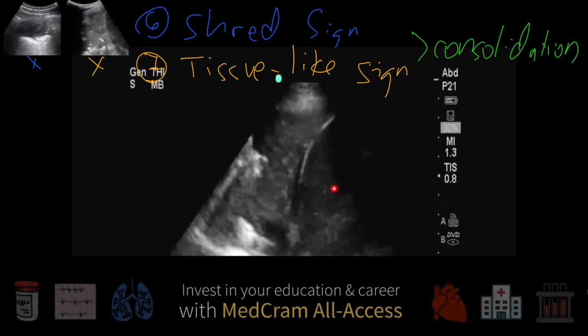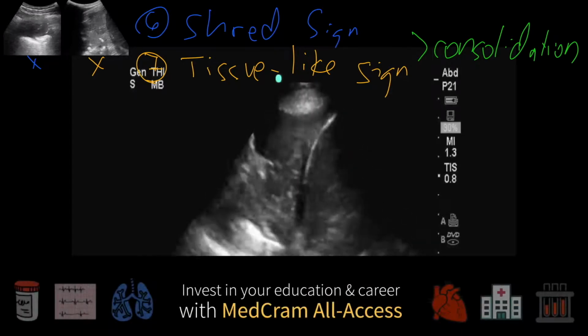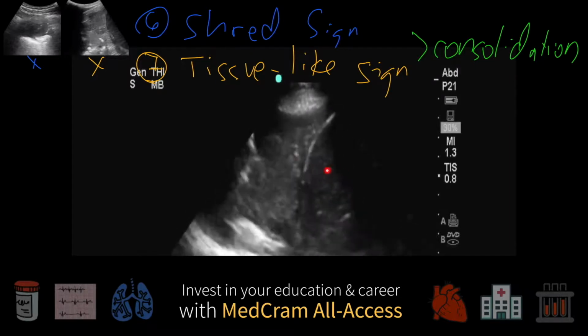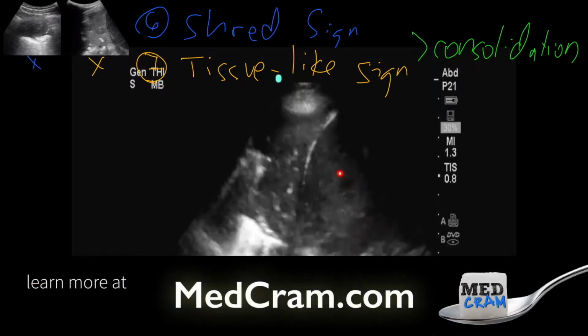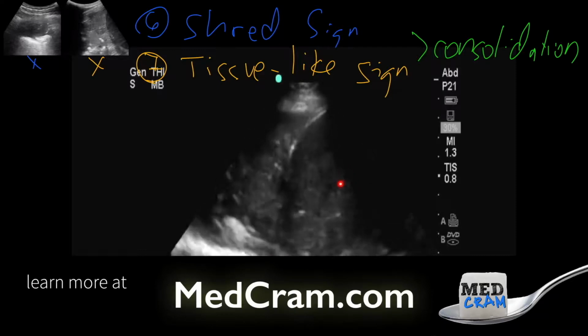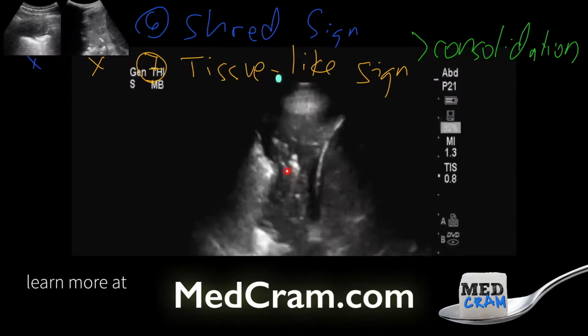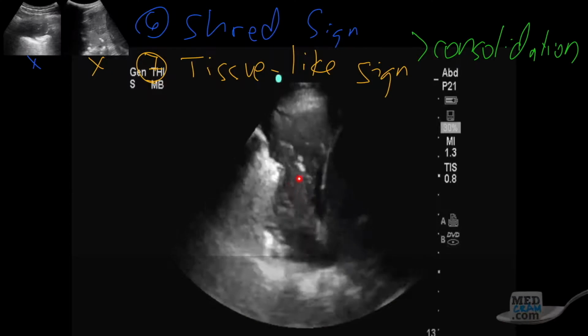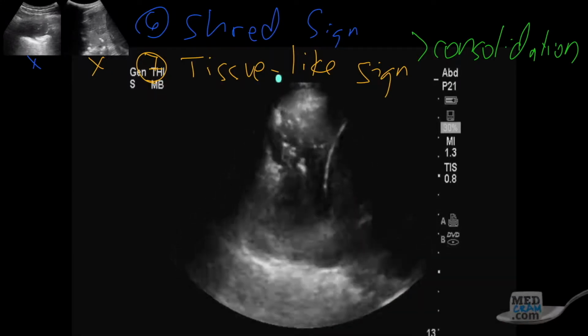It almost looks like liver tissue, and that's why some call it hepatization of the lung, because here's the liver, but the liver has black blood vessels in it, where this has white areas in it, and those white areas are air bronchograms.